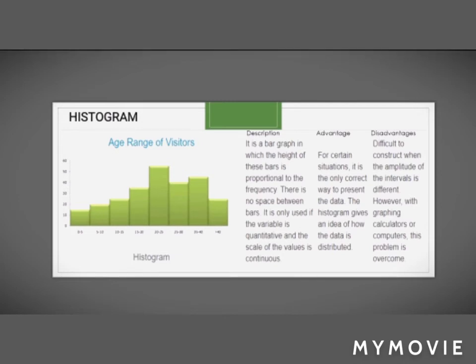Advantages of histogram: for certain situations, it is the only correct way to present the data. The histogram gives an idea of how the data is distributed. Disadvantages of histogram: it is difficult to construct when the amplitude of the intervals is different. However, with graphing calculators or computers, this problem is overcome.